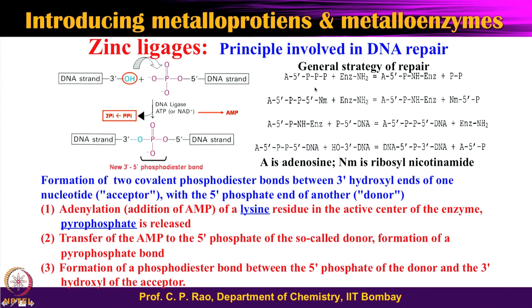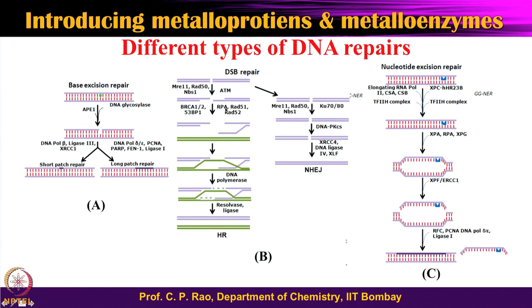So, this is how you actually repair. Initially it is converted into the adenylated form, etc. A is adenosine, NM is ribosyl nicotinamide, and these have to bind to the enzyme and then do the reaction. So, I would say you do not need to go into more detail of this, but you had better understand the principle part of it. It is only the principle part of it.